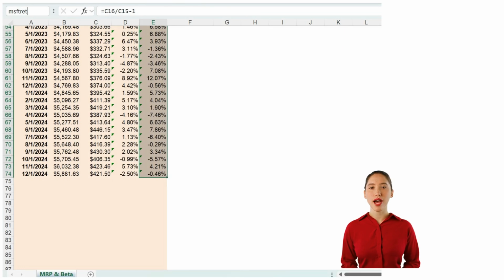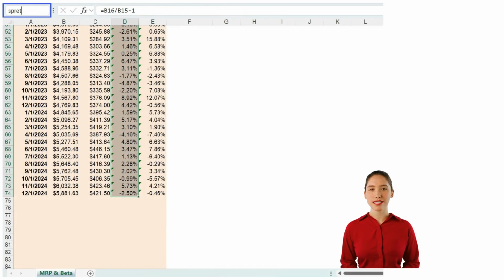Next, you can go ahead and select all the returns we have calculated for Microsoft. Let's give this entire range of returns the name MSFT RET by typing this name in the name box, which is located to the left of the formula bar. Doing so will make everything easier as we continue our calculations. Let's do the same for the market index returns. You can select all the values and then name the selection as SPRET.